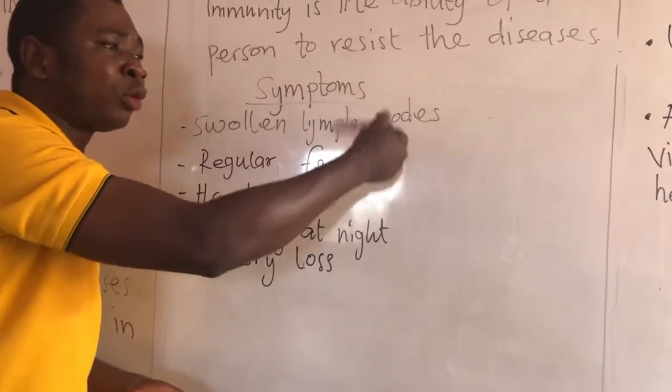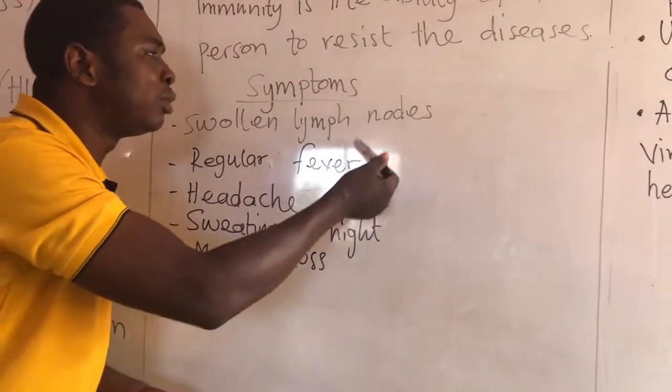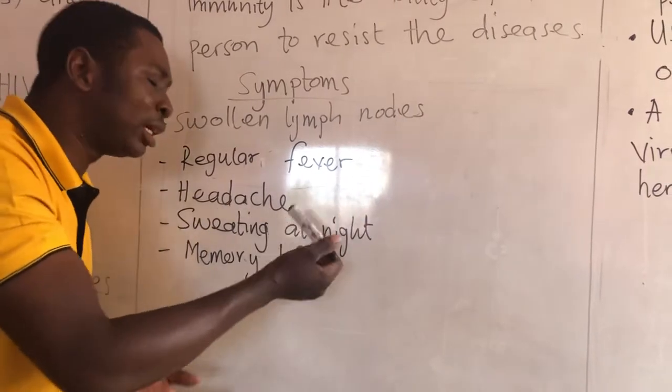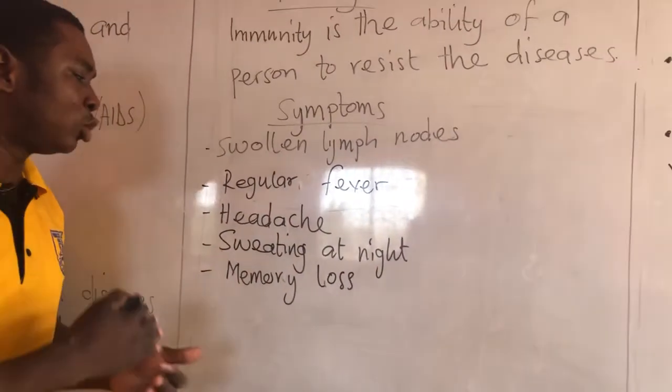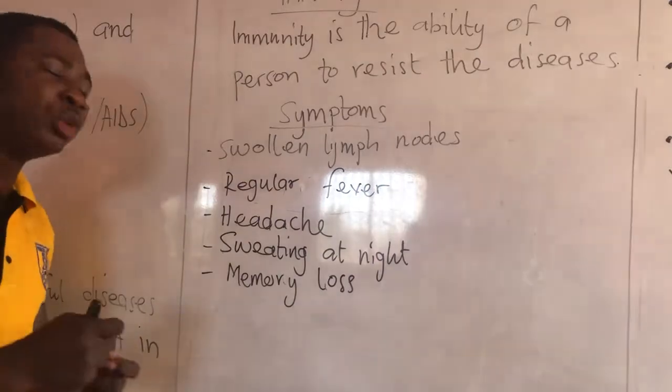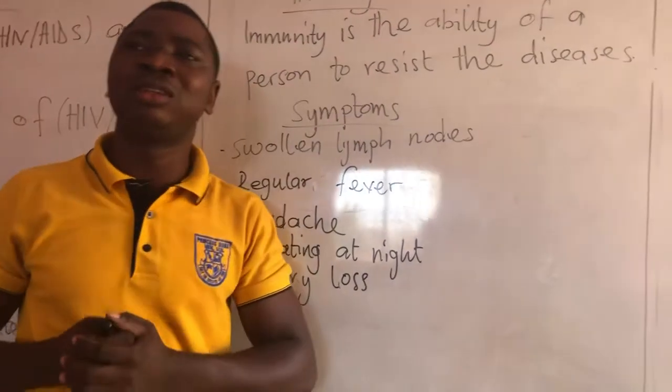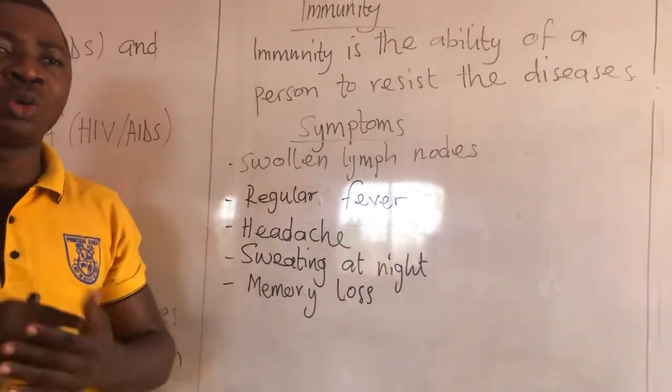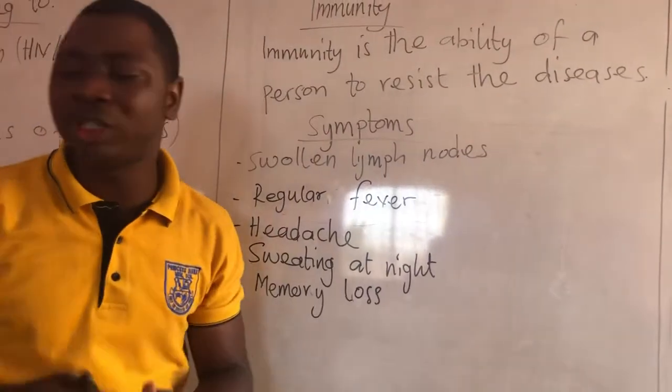You may see these symptoms: the swollen lymph nodes, the regular fever, the headache, sweating at night, and then memory loss. The person may lose everything. The person cannot remember anything at all. That is what memory loss is.